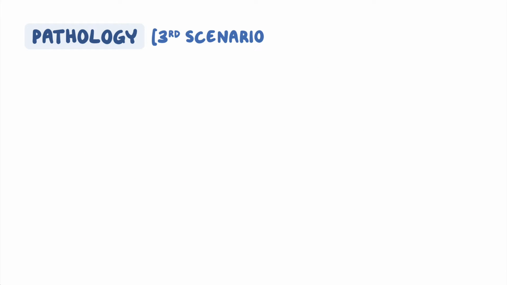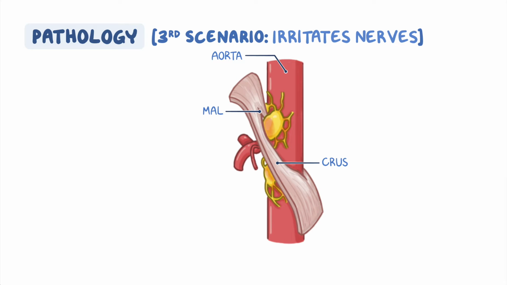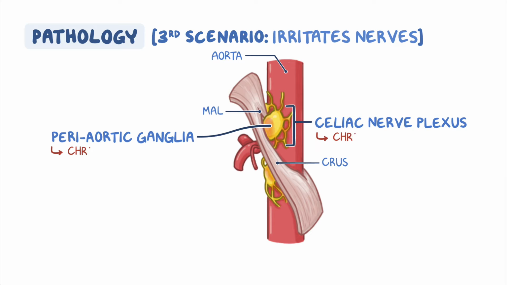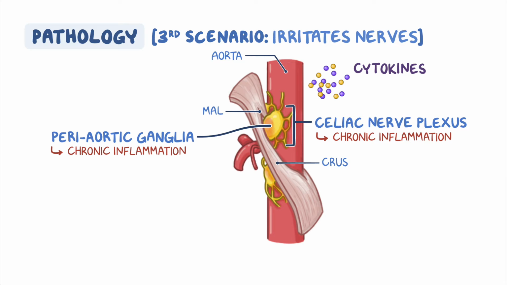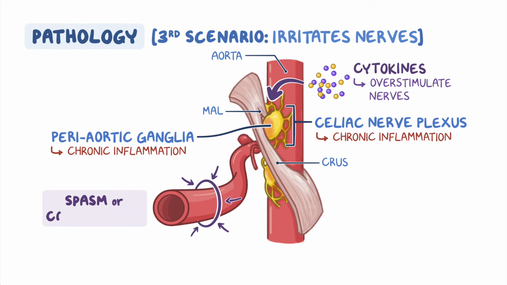The third scenario is where compression irritates the nerves surrounding the celiac artery, which includes the periaortic ganglia and celiac nerve plexus, causing chronic inflammation in that region. The inflammatory mediators, like cytokines, overstimulate nerves to keep firing and cause spasm or constriction of the celiac artery branches going to the stomach and small bowel, resulting in symptoms.